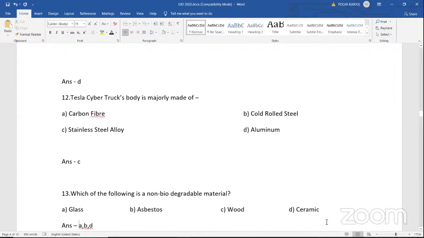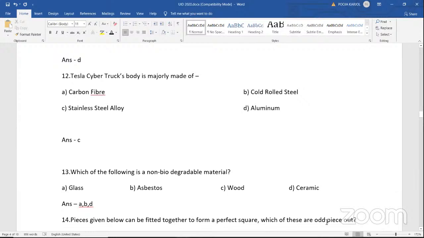All right. As far as I saw, in general, glass is an inorganic compound, so it doesn't biodegrade. It takes a long time. Asbestos, same thing. Wood is biodegradable. Ceramic, it takes a long time to biodegrade. Certain types, as someone mentioned, of mud, clay is biodegradable. Most of them are not. So it's A, B, and D.